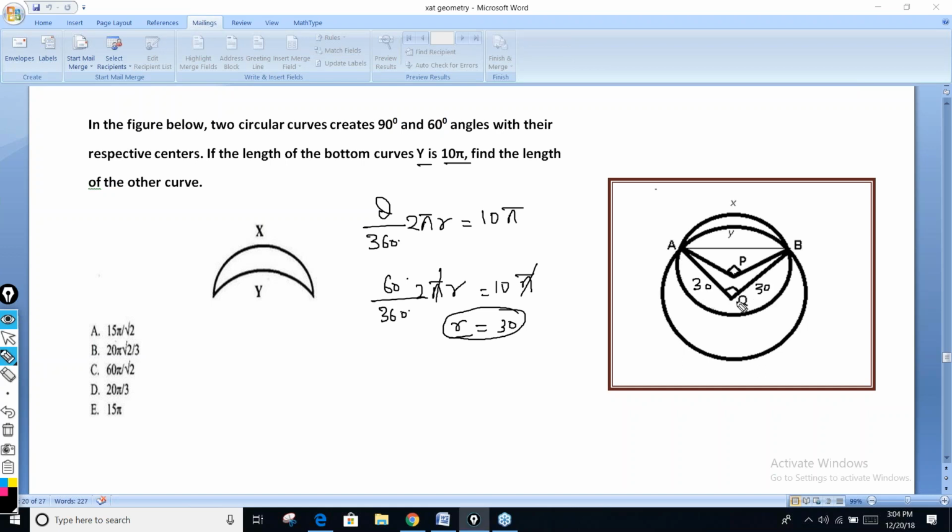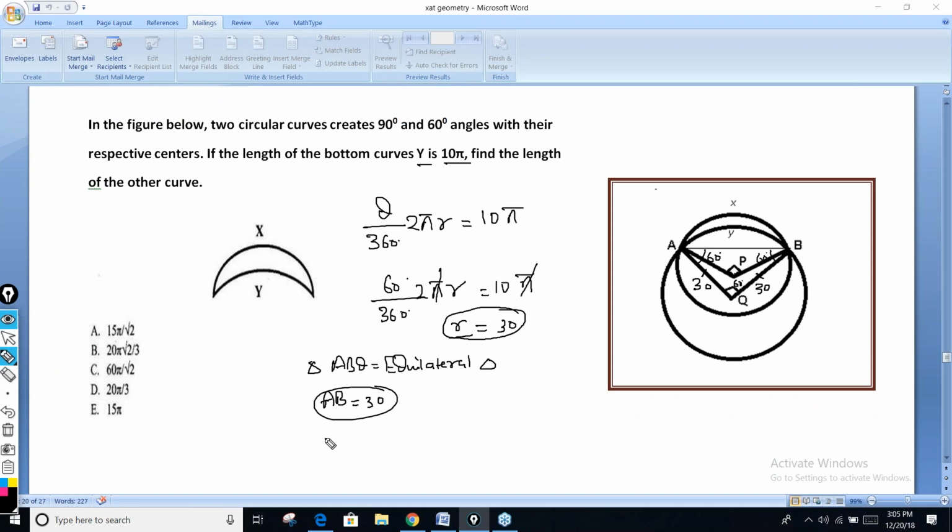BQ and AQ are 30, and we know that AQ and QB are radii. This angle is given as 60 degrees. If these two sides are equal, these two angles will also be equal. If this is 60, the remaining angle is 120, and in 120 these two angles will also be equal, 60 and 60. So can I say that triangle ABQ becomes an equilateral triangle? If triangle ABQ is equilateral, all the sides are equal. So if QB is 30, AB will also be 30.